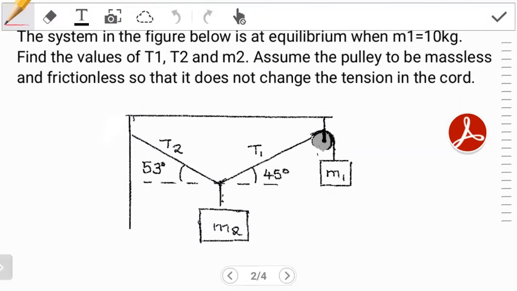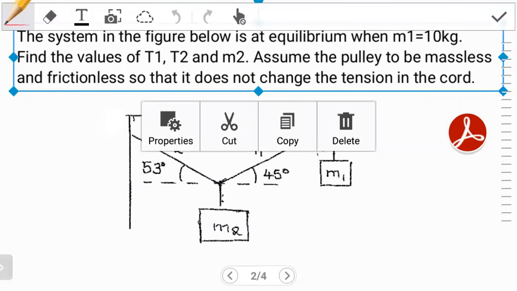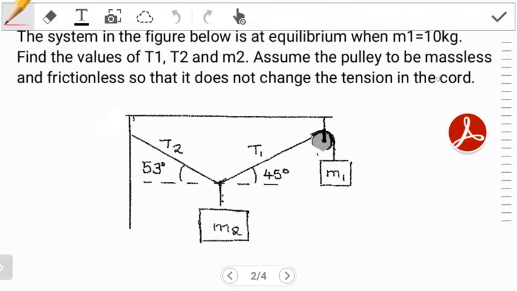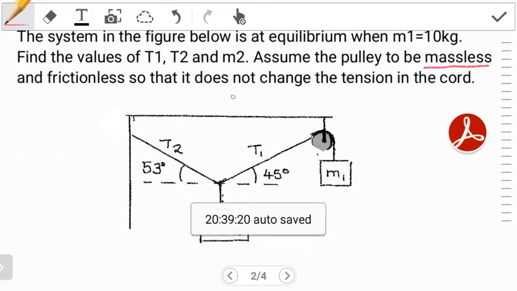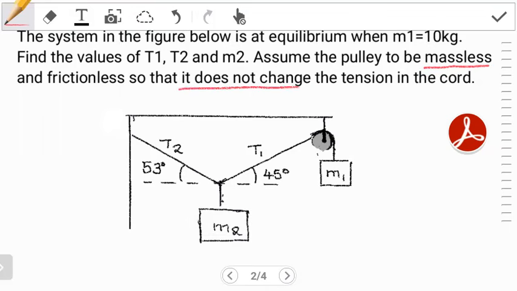The key thing is this assumption that we're given here. You have to keep this in your mind. The question specifies that we have to take the pulley to be massless. They even go on to explain what that means. It does not change the tension in the cord. This means that the tension here is the same as the tension here, T1, T1. So once we know the value of the tension here, then that tension will be the same throughout the string.